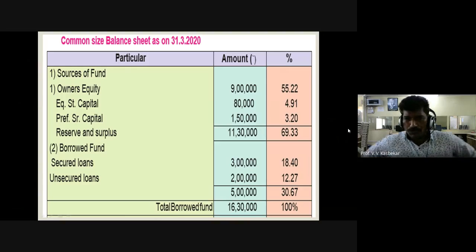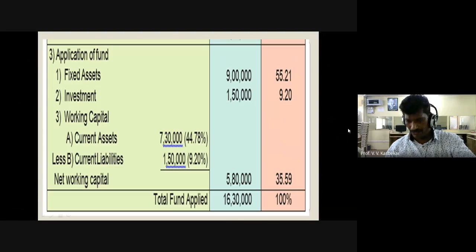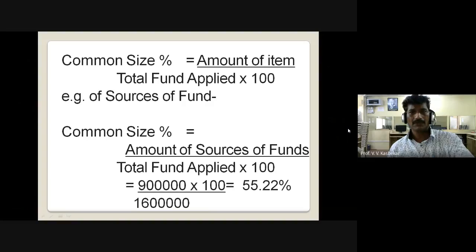आता आपल्याला जो फॉर्म्युला दिलेला आहे त्या फॉर्म्युलाच्या आधारे आपण इथं हे काढणार आहोत, पर्सेंटेज काढणार आहोत. बघा आपण पाहू शकता इथं फॉर्म्युला आपण दिलेला आहे. इथं उदाहरण घेतलेलं आपण, common size percentage is equal to amount of item into total fund applied divided by total fund applied multiplied by 100.